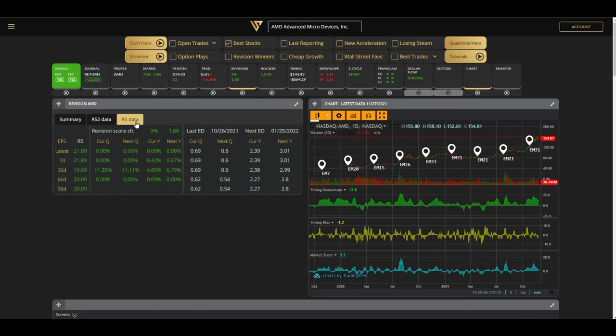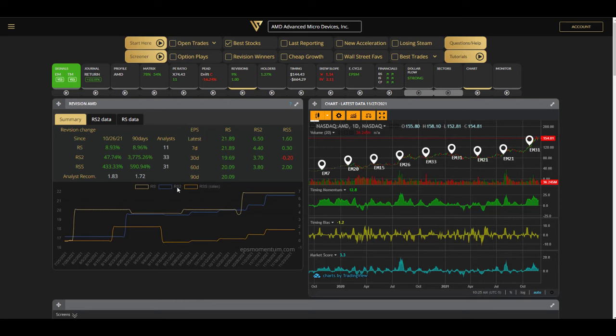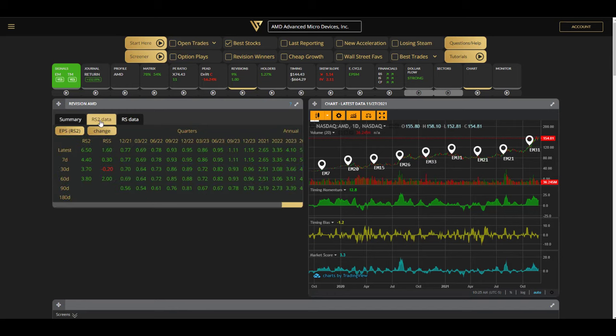And you can see the RS data. This is taking the current quarter, next quarter, current year, giving it a score, and you can see on the chart how it looks, pretty much going up. But if I turn on the other data set, I have more granularity. I see the earnings per share. So let's have a look at RS2 data. It looks like it's going up.